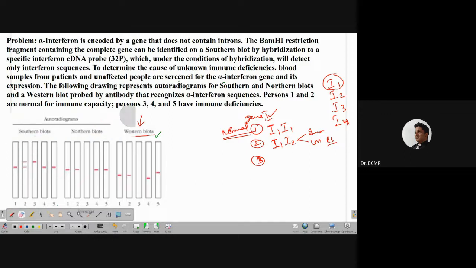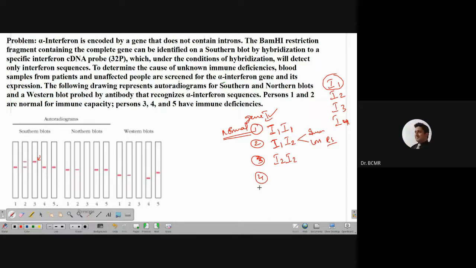Okay, so what about now? Can you tell about 3? Southern blot 3. Homozygous for I2. Homozygous for I2, that is right. That is the most likely one. Okay, and for 4. Homozygous for I1.